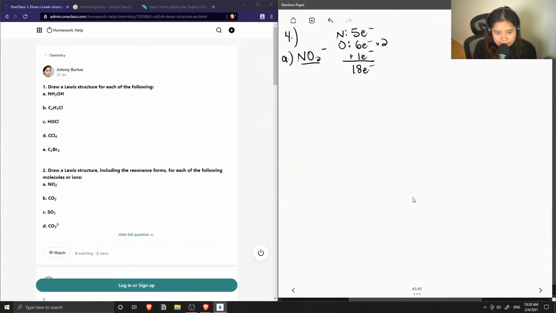So now, if we drew out its skeletal structure, we have nitrogen single bonded to both of our oxygens. And if we were to fill in all of the lone pairs, then we have 16 out of the 18. But notice that our nitrogen doesn't have a full octet yet, so one of these oxygens needs to be double bonded.